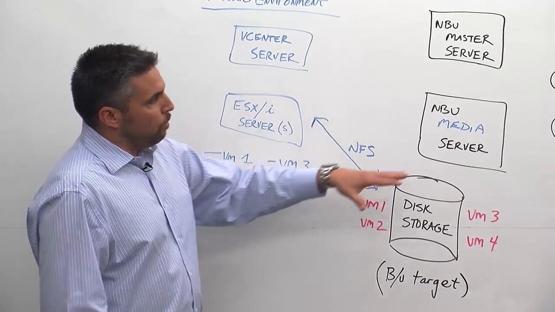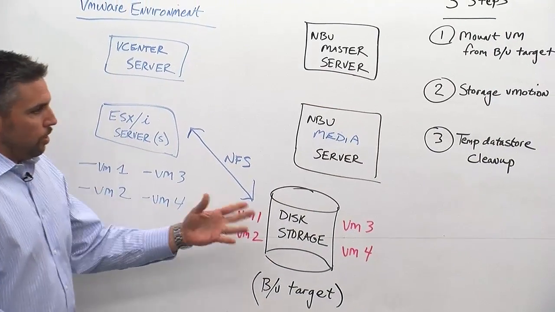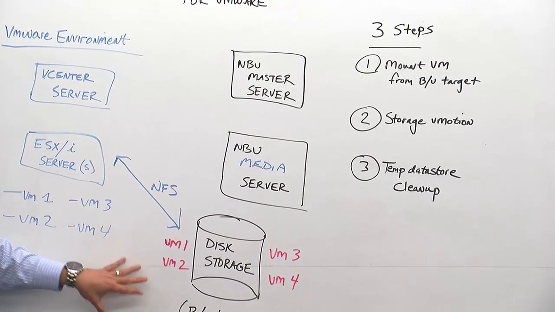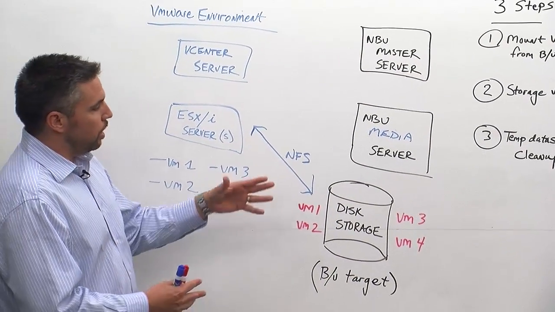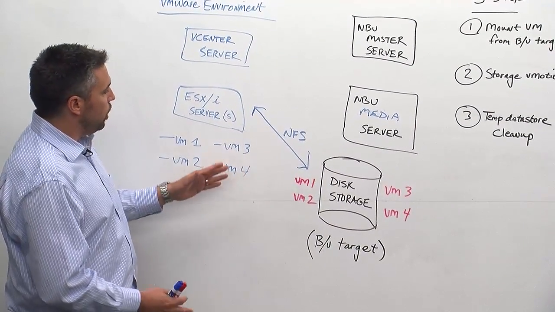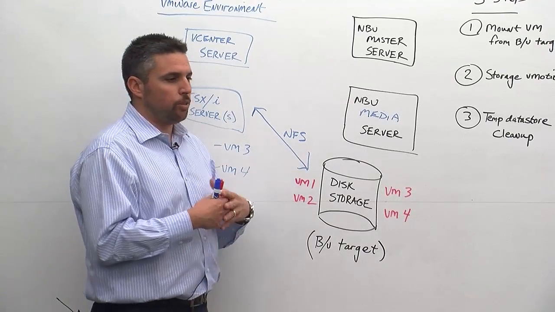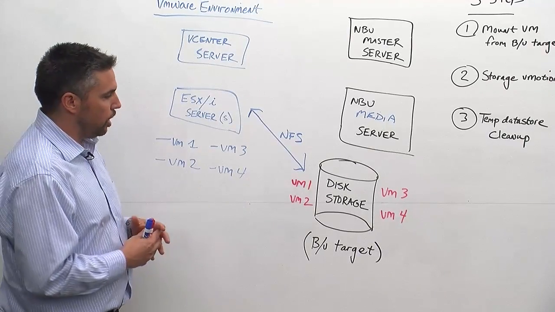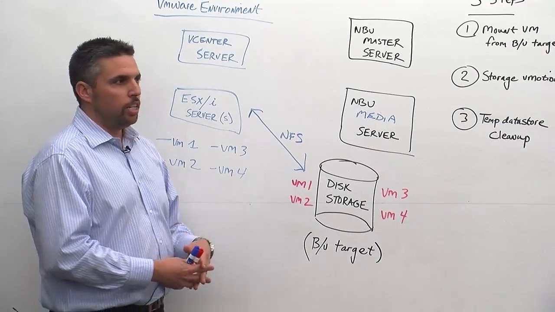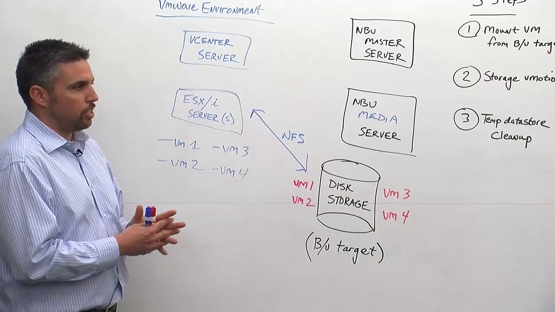Once that process is done, the third thing we do is take that temporary data store and do a cleanup process. We remove that temporary data store. All of this is captured directly through the vSphere client. Under tasks and events, you can see what's going on. And so we clean up that data store so it's no longer accessible to the ESX server.